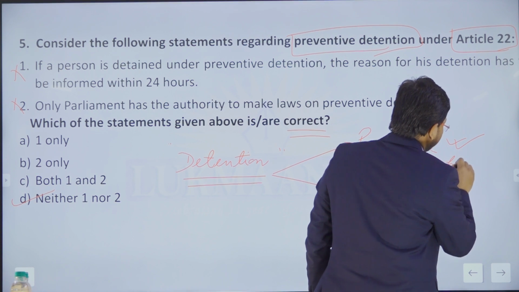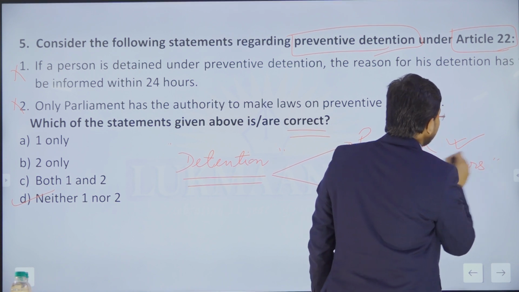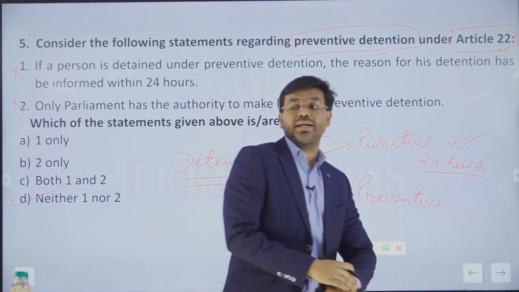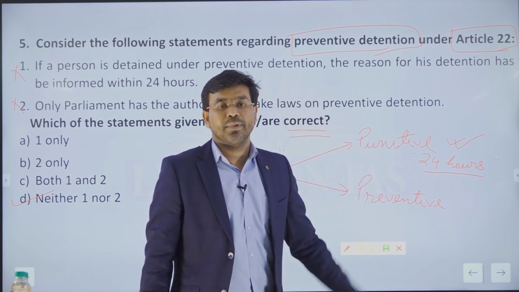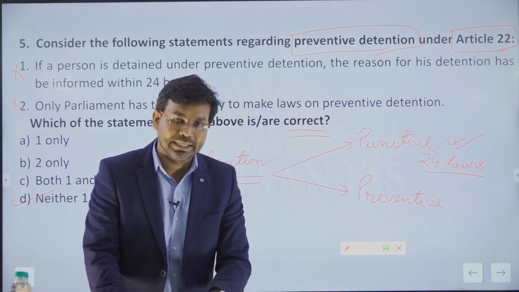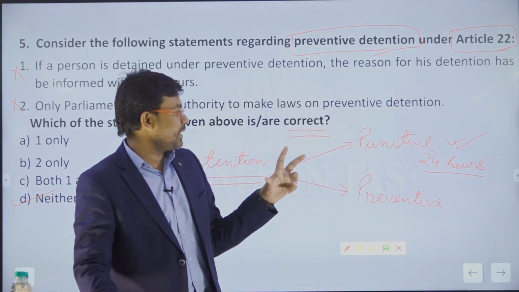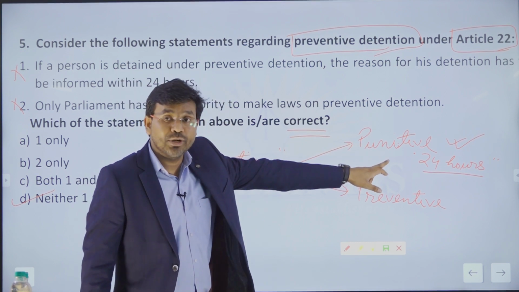Within 24 hours about the grounds of detention, like why he is being taken into custody, the official should produce him before a judicial magistrate within 24 hours of detaining the person. That is in case of punitive detention.